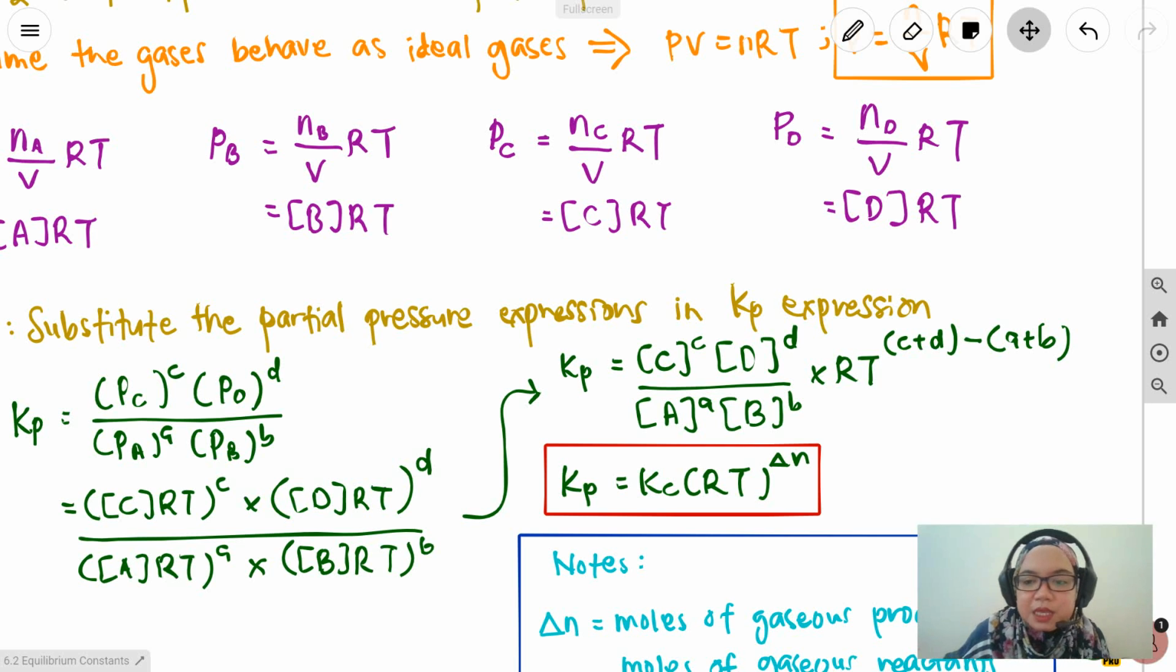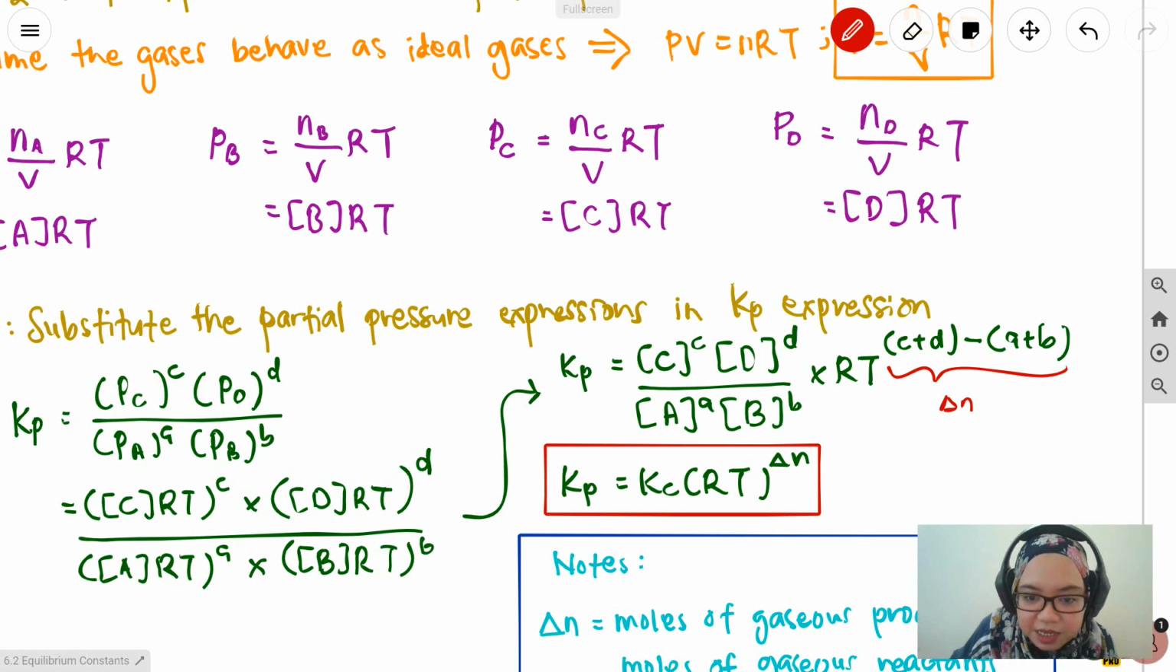The superscript is at the top here. So here we will say (c + d) minus (a + b), times RT to the power of (c + d) minus (a + b). So here, this one is actually delta n. This is actually the number of moles of gaseous products minus the number of moles of gaseous reactants. So that is why we get the relationship for Kp and Kc, because this is actually this one.